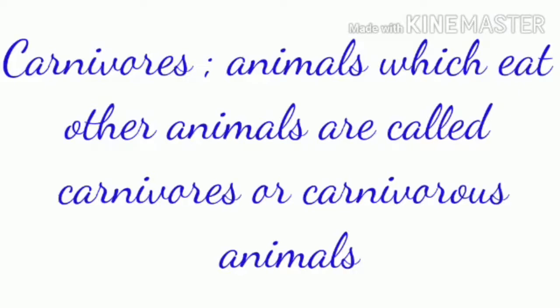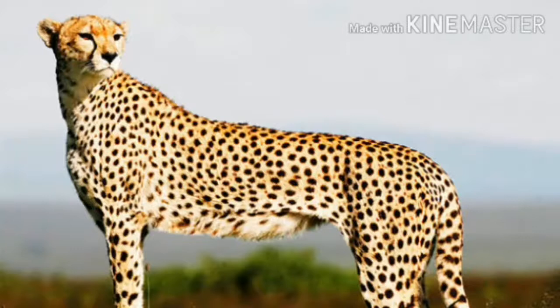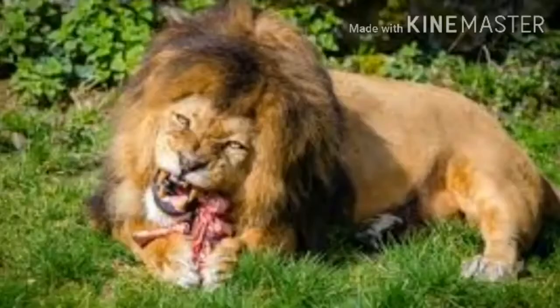Carnivores. Animals which eat other animals are called carnivores or carnivorous animals. I'll repeat again. Animals which eat other animals are called carnivores or carnivorous animals. Example, lion, tiger, cheetah, etc.